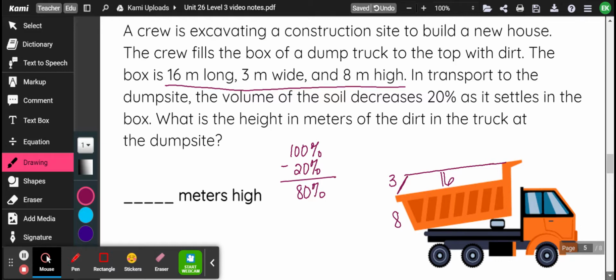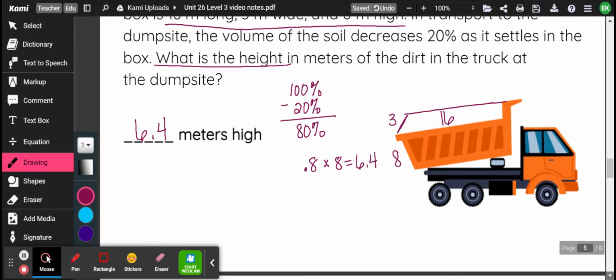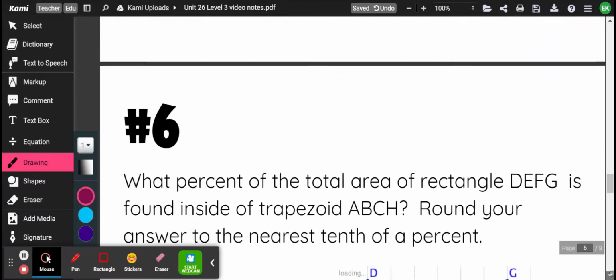So if I multiply 80%, which is 0.8, times the height, because that's what I want to know, I'm going to get 6.4. That means that the height of the dirt is now settled to 6.4 meters. Okay, you could also multiply 8 by 0.2 and then subtract that. So 8 times 0.2 is 1.6. 8 minus 1.6 also gets you to 6.4. So however your mind works with those percentages, do whatever works best, okay?